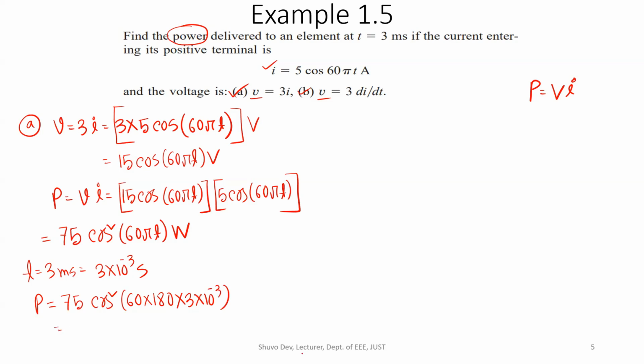So by using a calculator you find 75 cos square and it will be 0.18 pi. It is 0.18 into 180. As this pi is inside this cosine function, it will not be 3.1416, it will be 180. So using a calculator you can find the value of power, that is 53.48 watt. Okay, you can use a calculator.